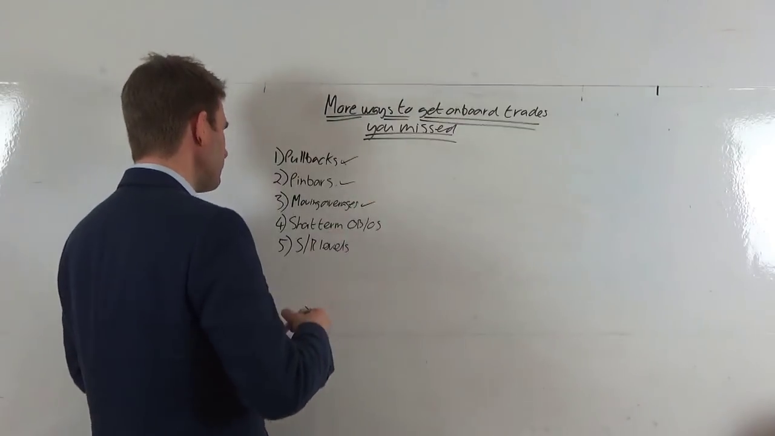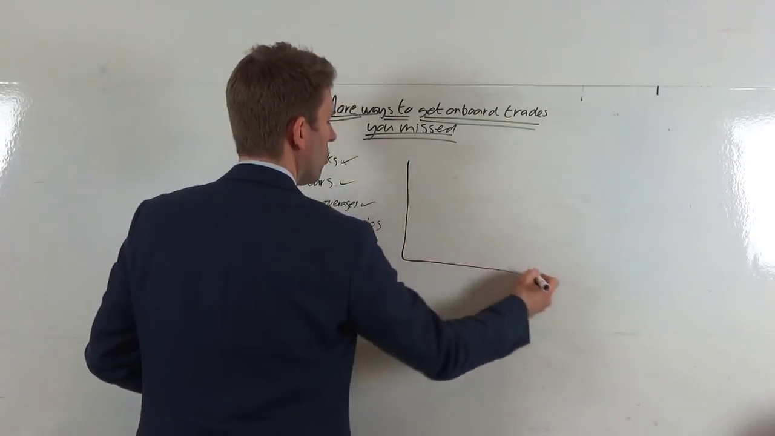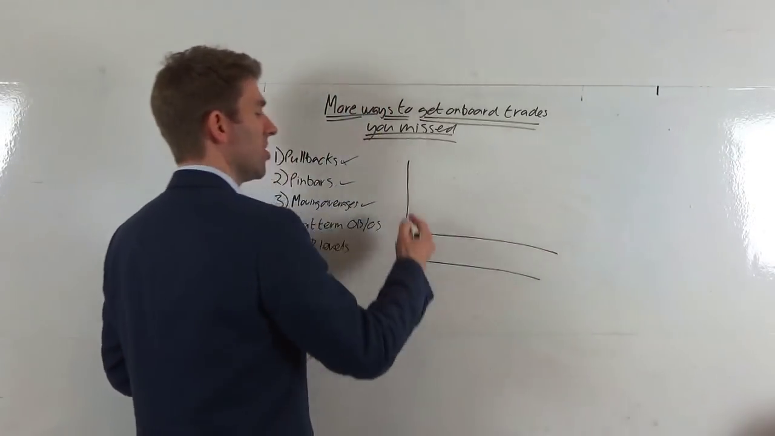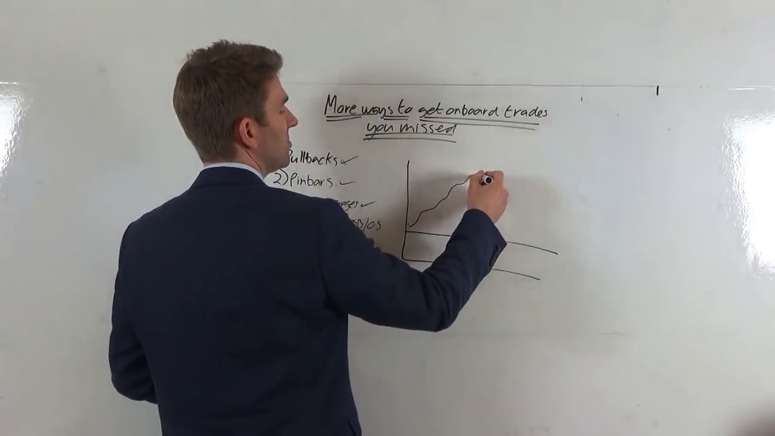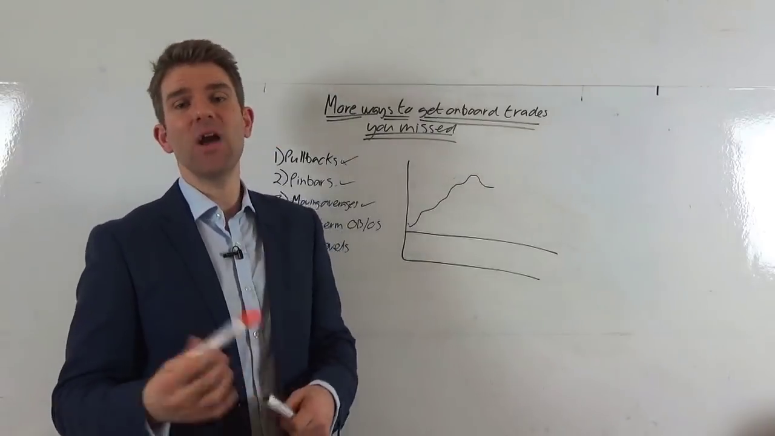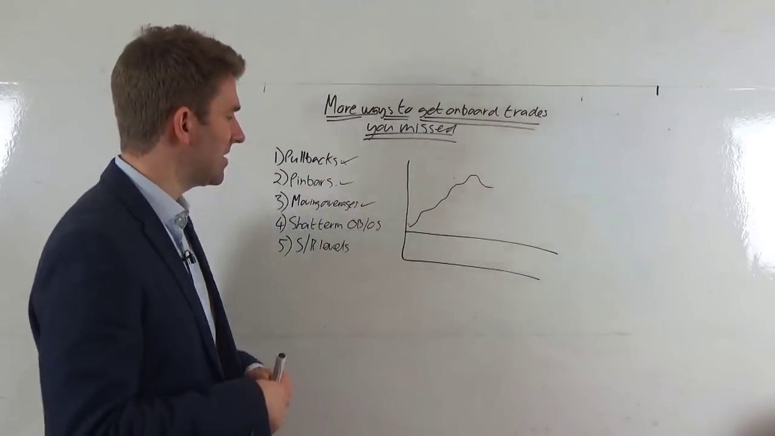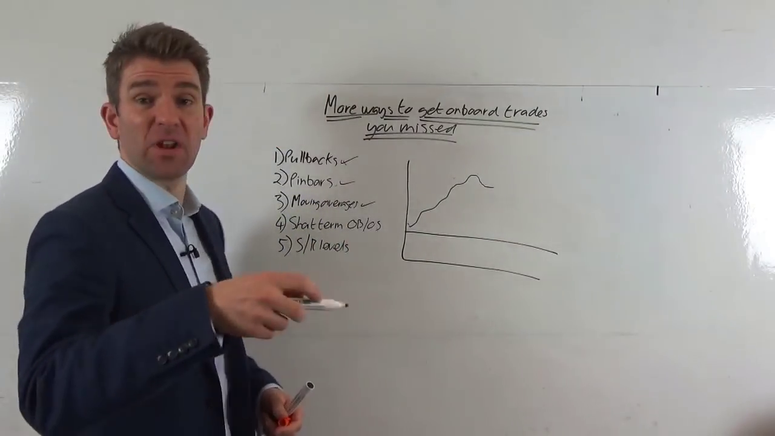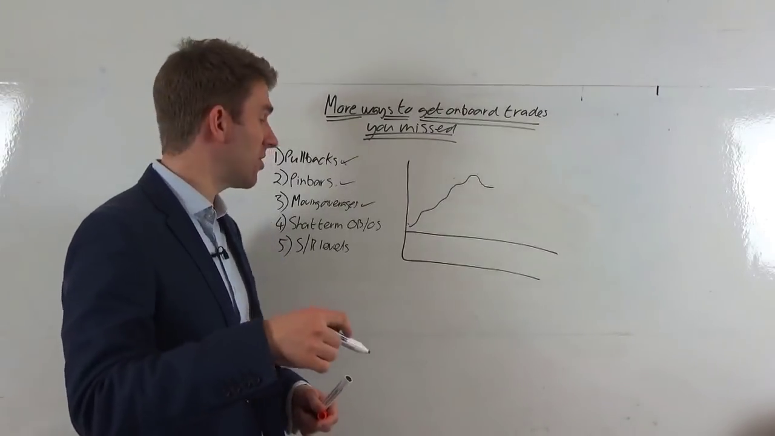All right, what have we got here? Short-term overbought, oversold. So we could be using a stochastic, or an RSI, CCI, any oscillator indicator that we're probably familiar with. If not, I've done another video. Go and check it out on the channel.